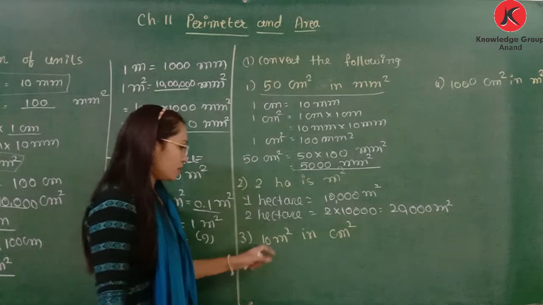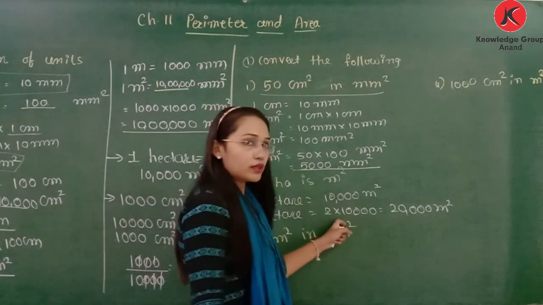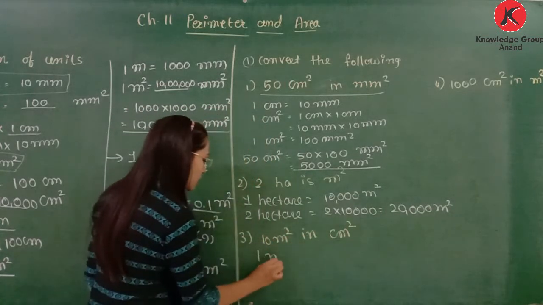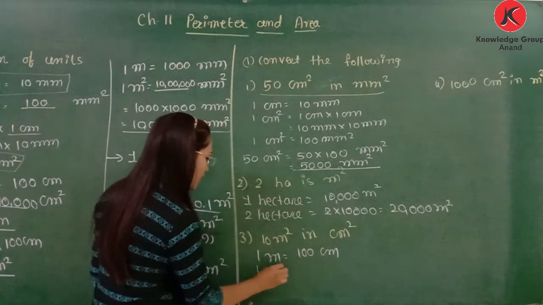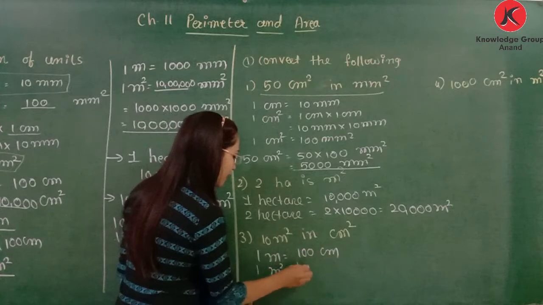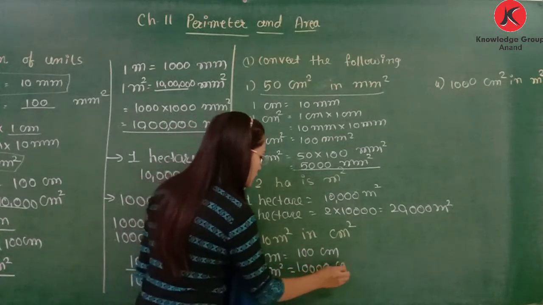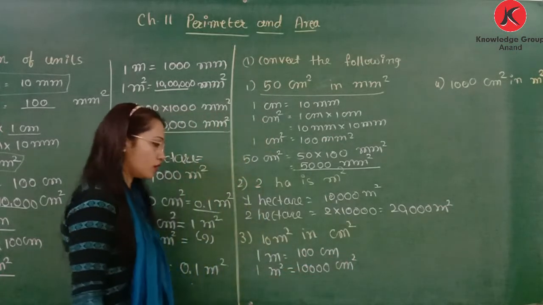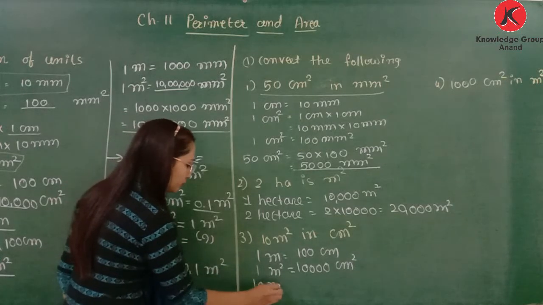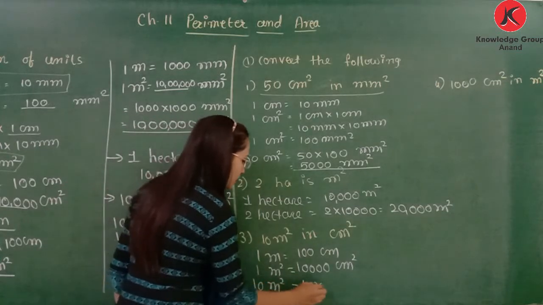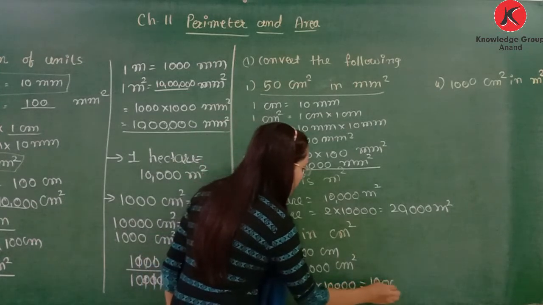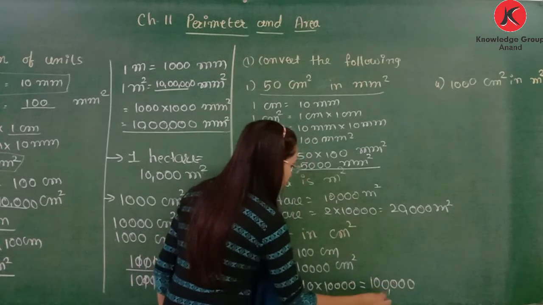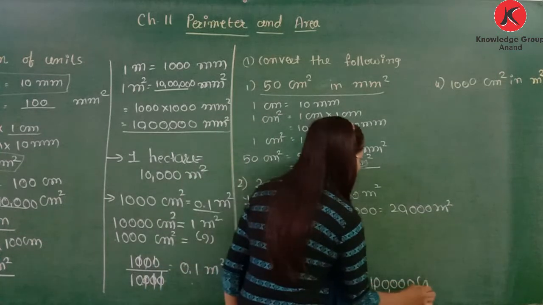Now next, 10 meter square in centimeter square. So we know that 1 meter is equal to 100 centimeter. So 1 meter square will be what? 100 multiply 100, that is 10,000 centimeter square. Now what is 10 meter square? That is 10 multiply 10,000. So it is 1 lakh centimeter square.